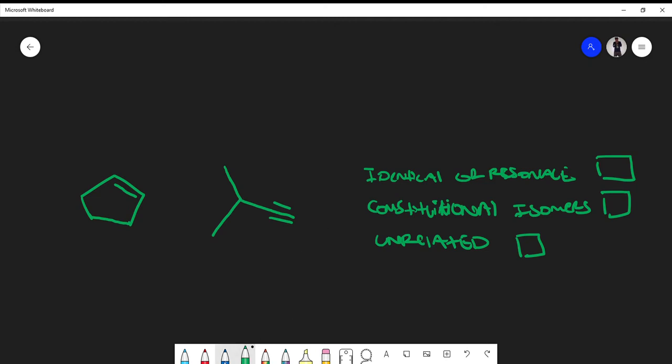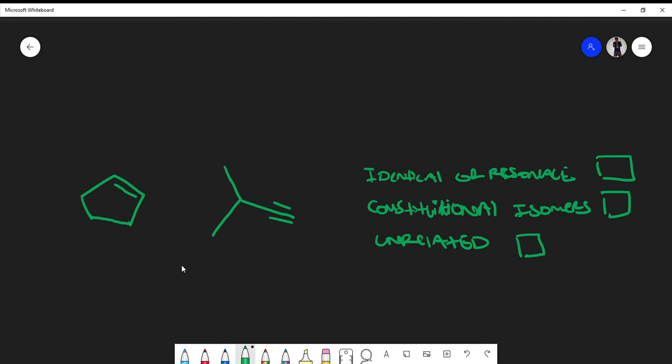Now, I have the first two structures. My question to you is, are these identical or resonance? Are these constitutional isomers? Or are they just totally unrelated? The first thing I like to do is check my molecular formula, because I can tell the difference between unrelated and constitutional isomers just by the molecular formula.